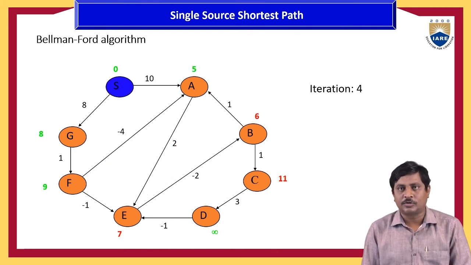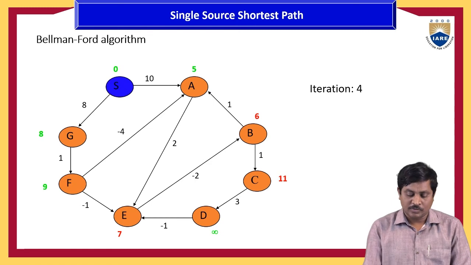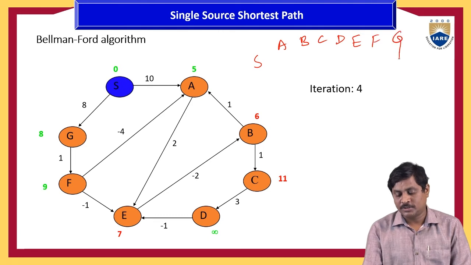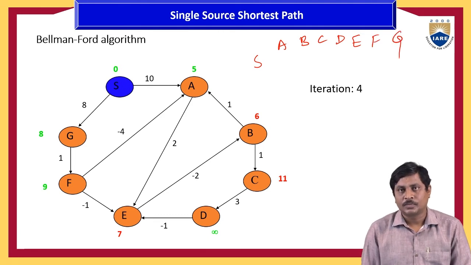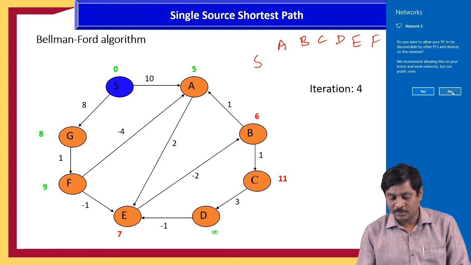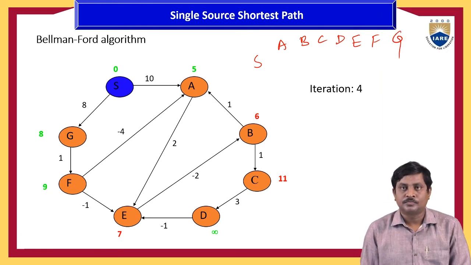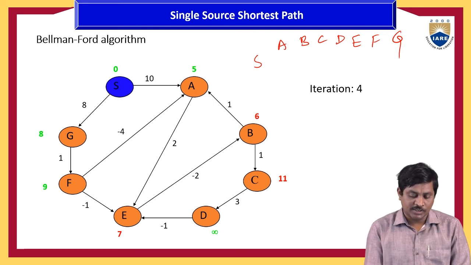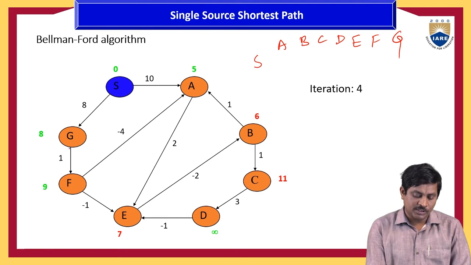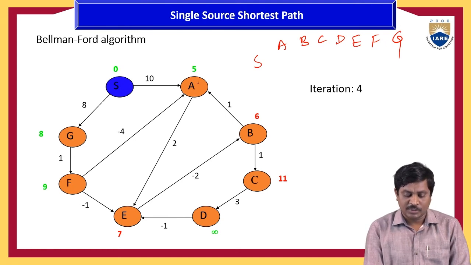Now, 3 mediator nodes. Now, S to A, B, C, D, E, F and G. S to A: we consider maximum 3 mediator nodes, so we consider either 1 or 2 or 3. So S to G, G to F, F to A. This is the shortest path. Other than this, no one is the shortest path. So S to A value is 5.